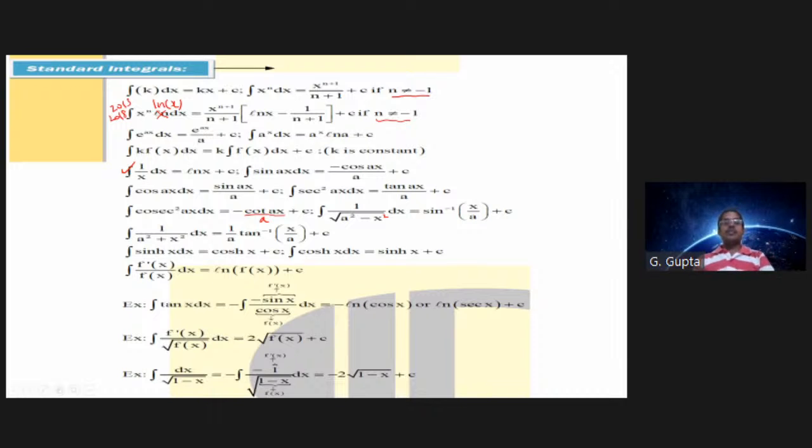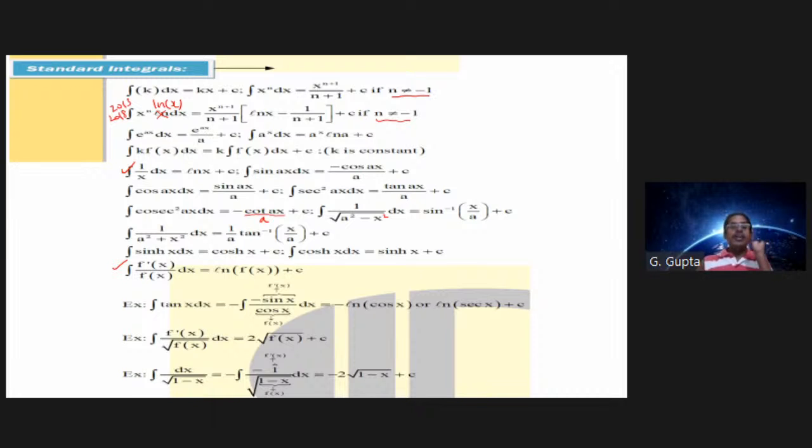Cos hx is nothing but e to the power x plus e to the power minus x whole divided by 2. So sin hx integration is cos hx. Cos hx integration is sin hx. Now this is very, very important: integral f dash x by fx dx is equal to log fx. So from this one, these are called methods of integration.